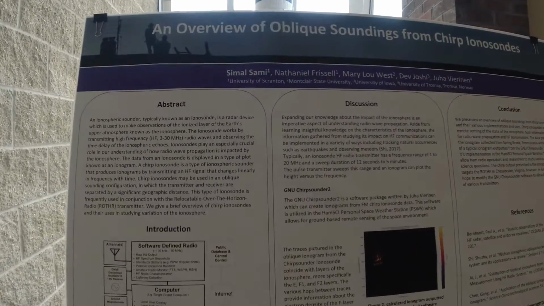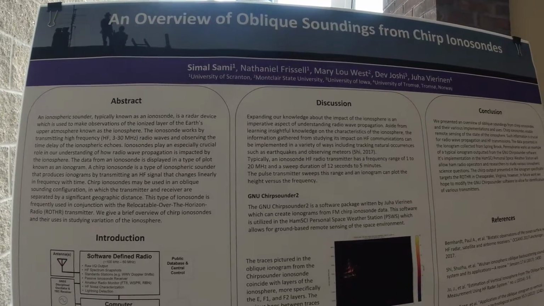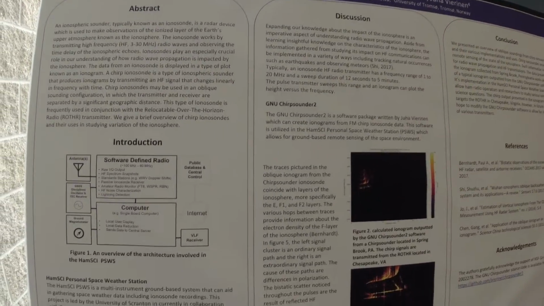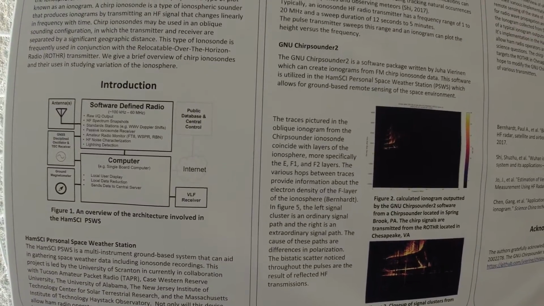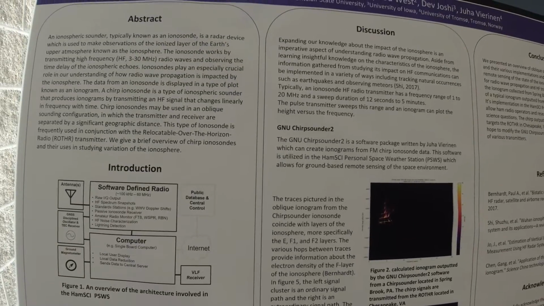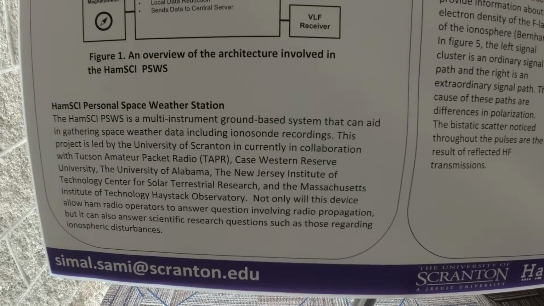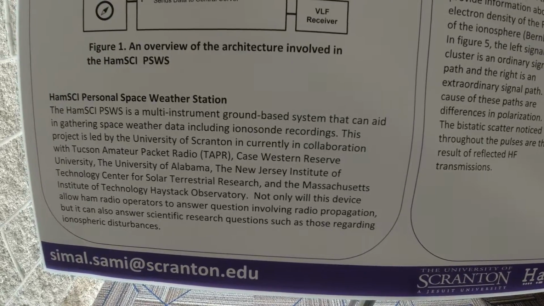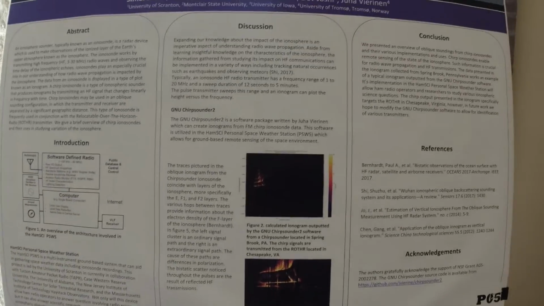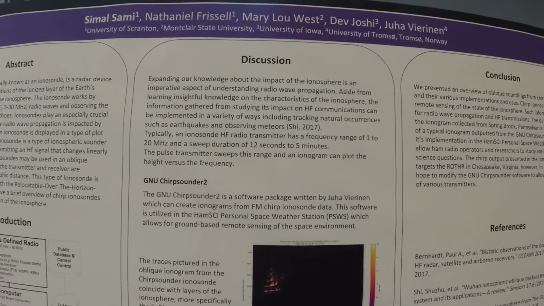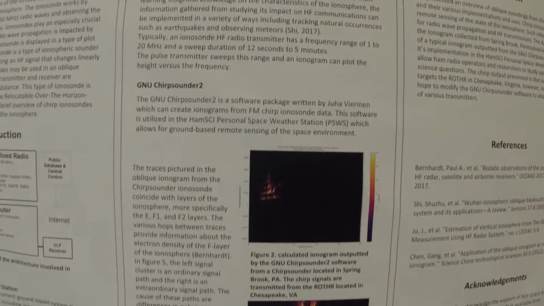Basically, I looked at ionospheric sounders, more specifically chirp sounders. I talked a little bit about what it's used for, why it's important to radio wave propagation, and also important for scientific research. I also talked a little bit about the Personal Space Weather Station and how ionosonde recordings are implemented into that. For the ionograms themselves, this is from the GNU Chirp Sounder 2 software package by Yuha. So that's what I used to make those.